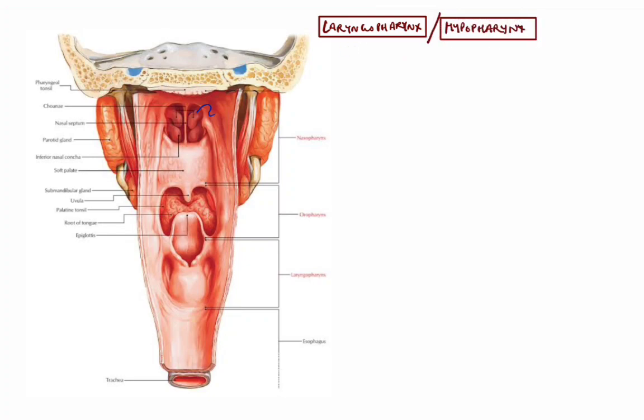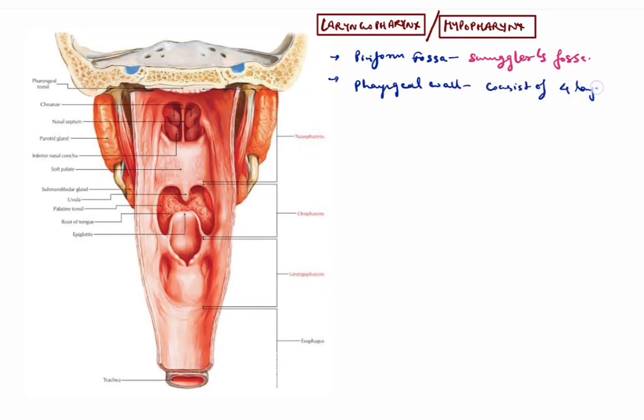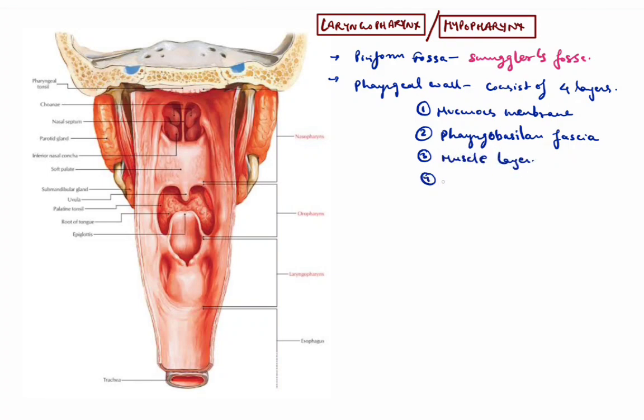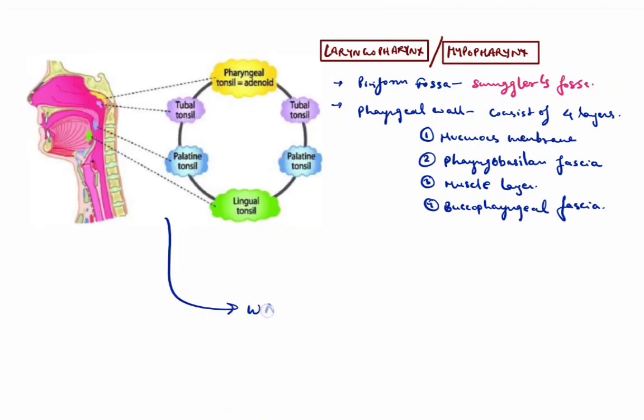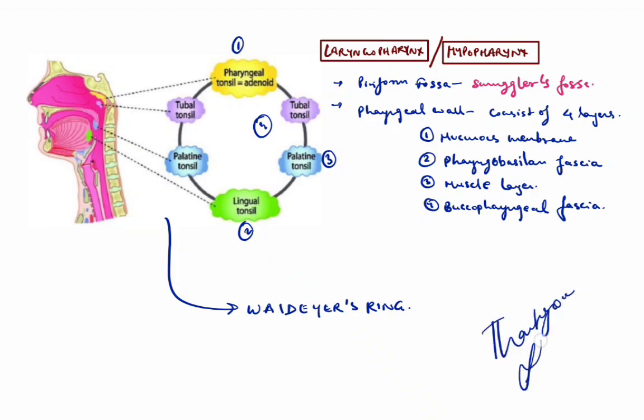Now understanding the laryngopharynx, which is also known as the hypopharynx. It contains the pyriform fossa, which is also known as the smuggler's fossa. The pharyngeal wall consists of 4 layers: mucous membrane, pharyngobasilar fascia, muscle layer, and buccopharyngeal fascia. Now the important term in this is the Waldeyer's ring, which is the combination of 4 tonsils.